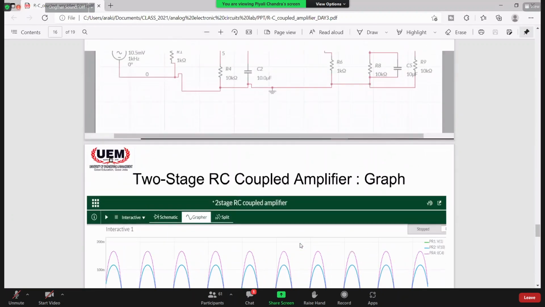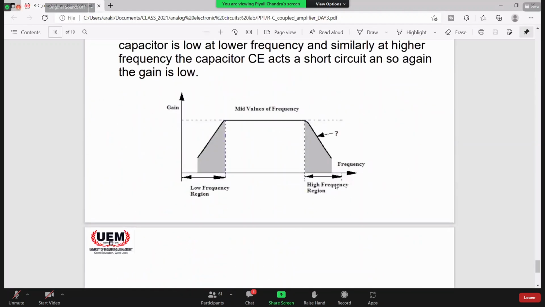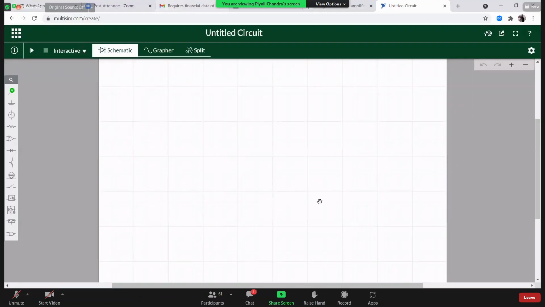So this is the basic idea. We don't need to draw this graph in our experiment. We just have to draw our circuit and see the output in Multisim only. No need to calculate our gain, no need to compare it with the frequency. Okay, so go to the RC Multisim.